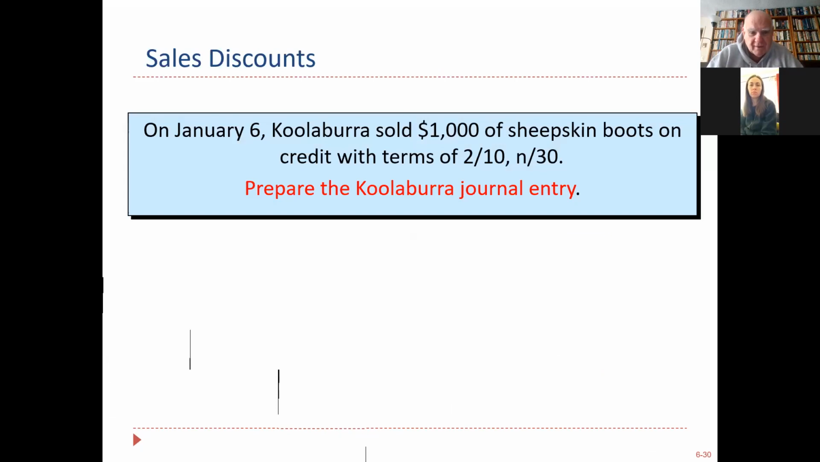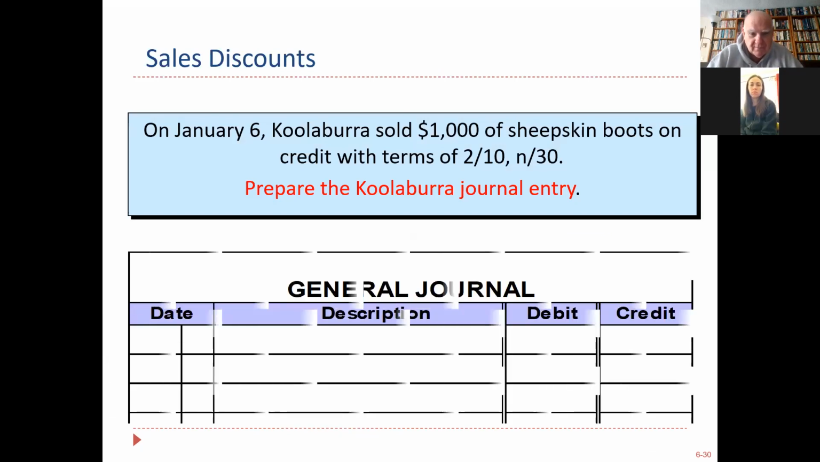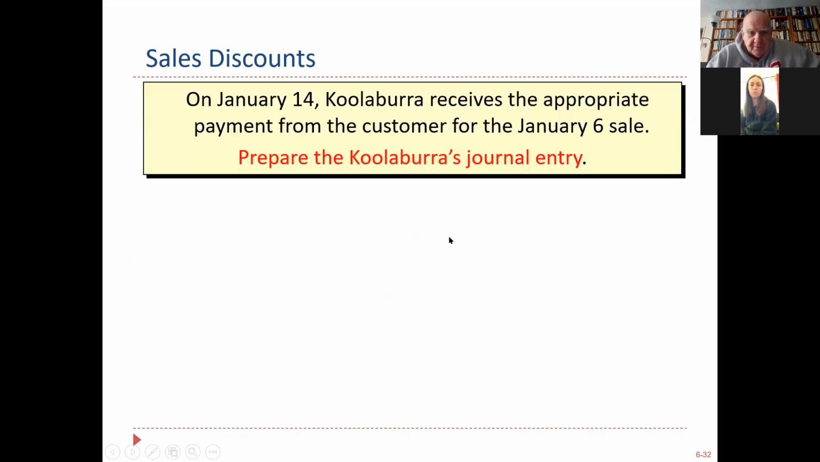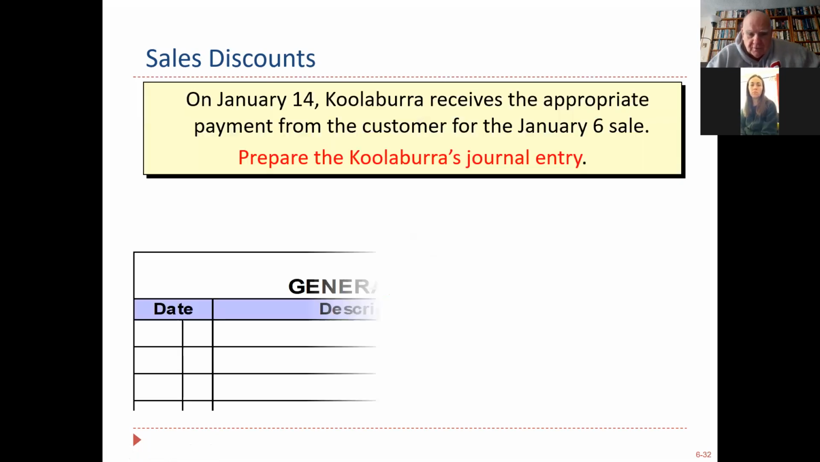Oh, I remember this thing went out of order on me. Ooh, that's annoying. Okay. Sold something for $1,000. Discount 2%, 10. We'll work with this. You don't worry about the discount at the point of sale. It's when you receive the cash.